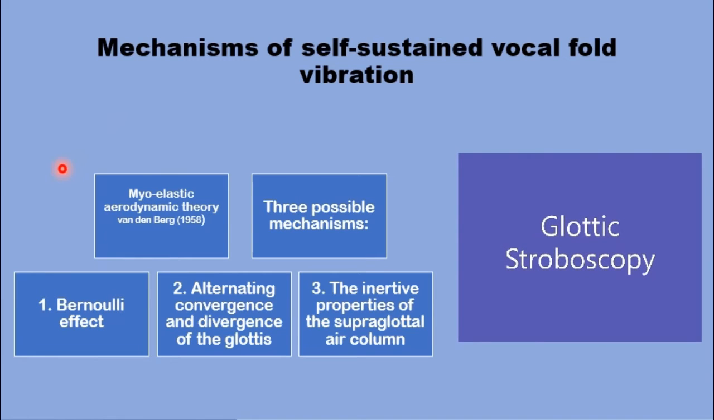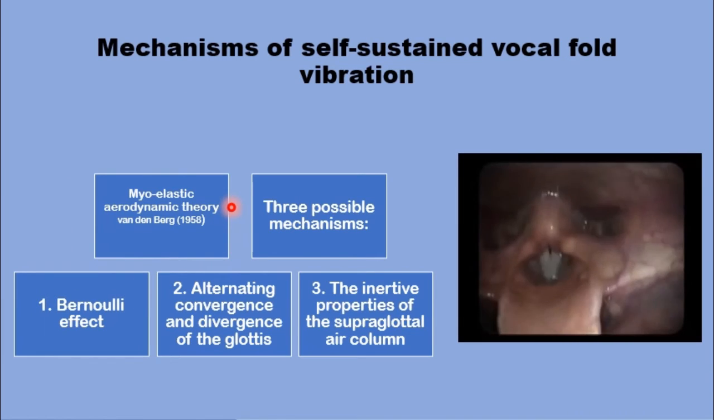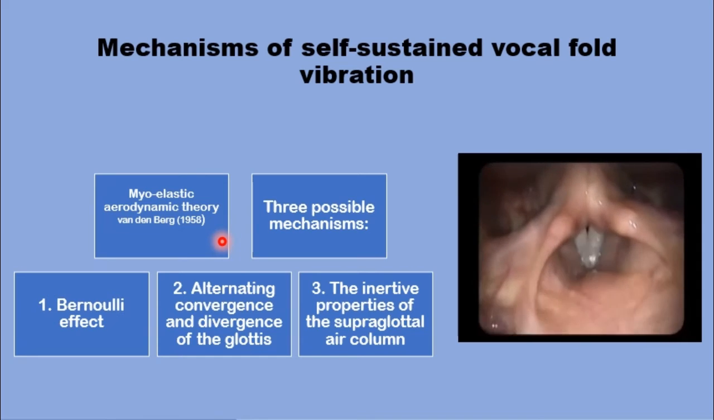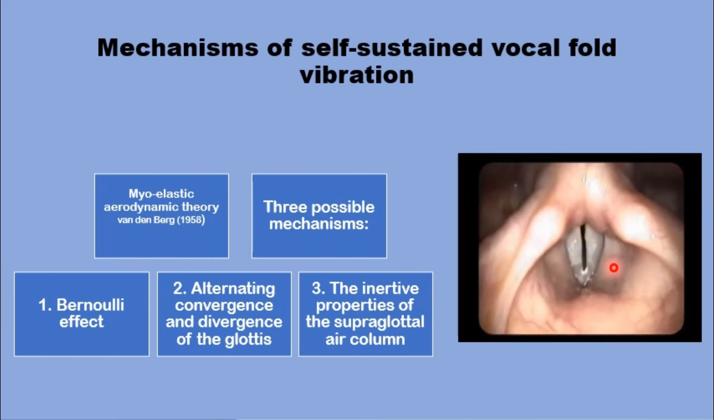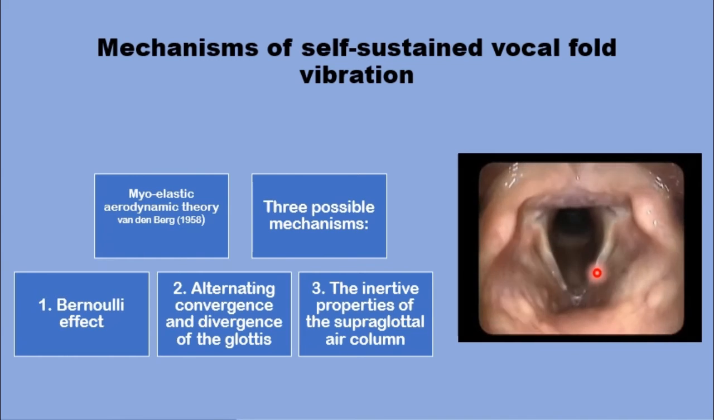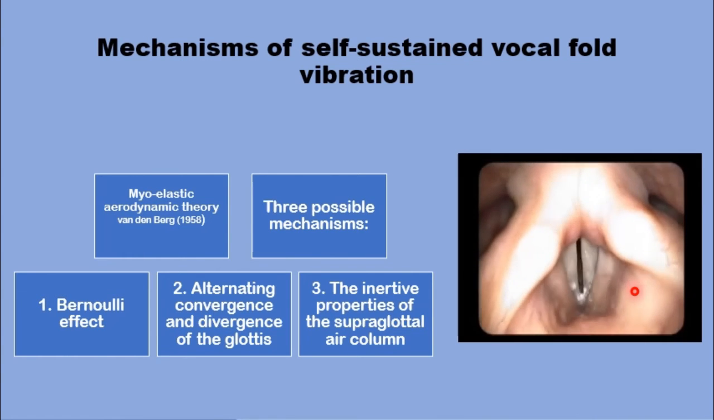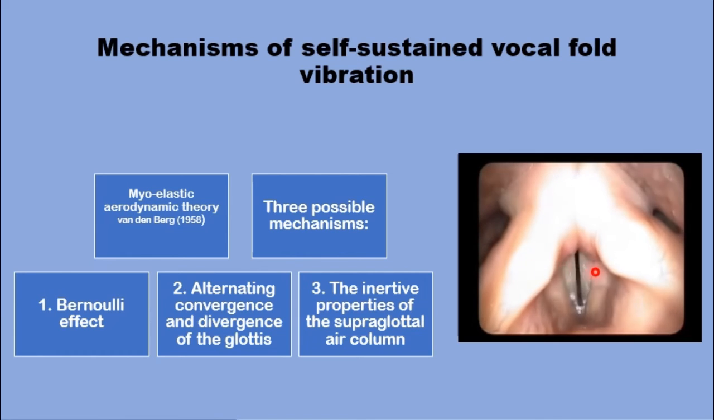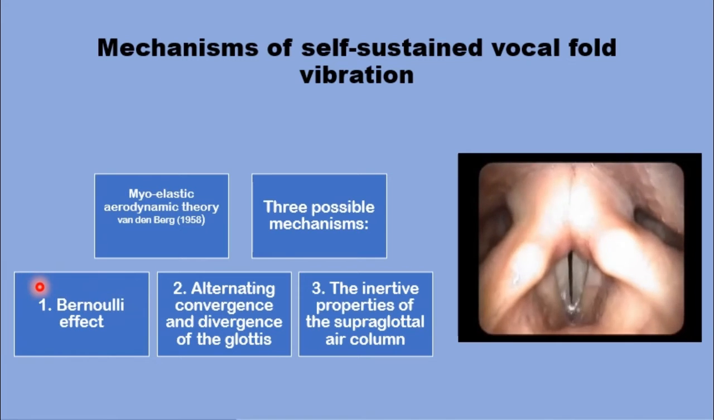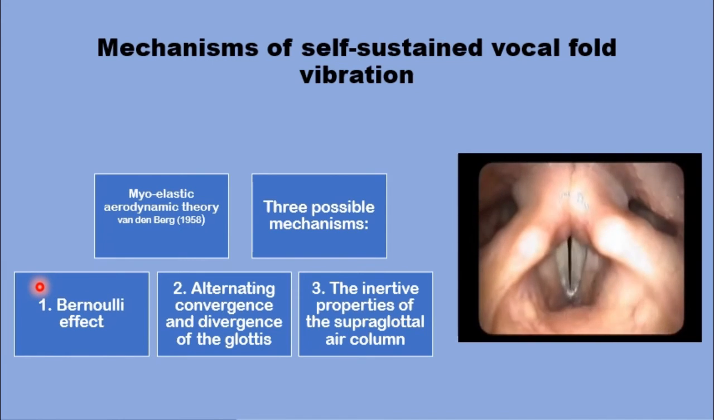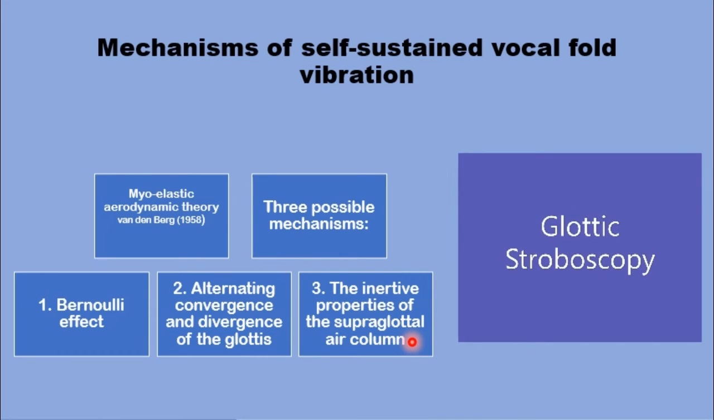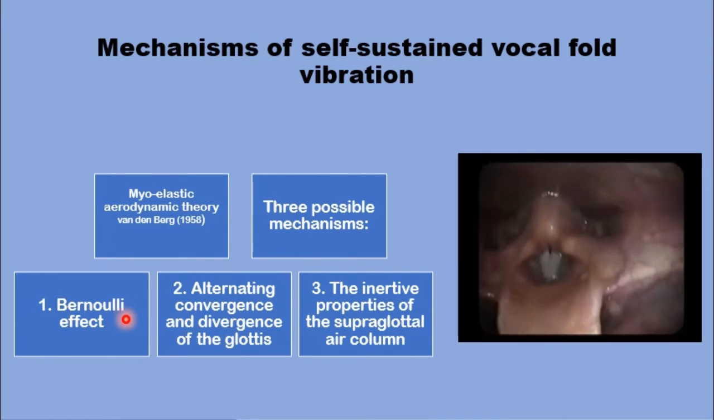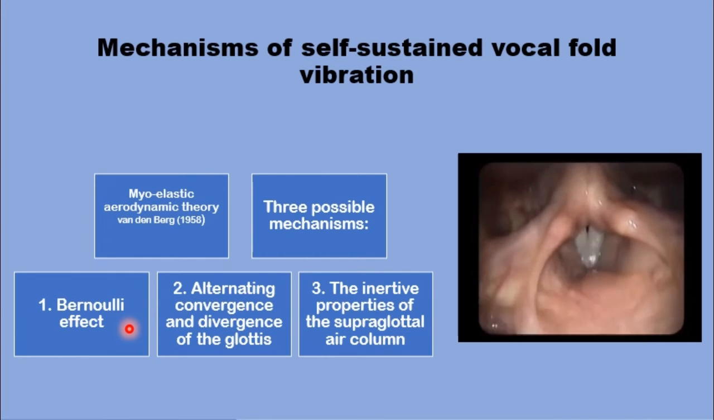The myoelastic aerodynamic theory proposed by van den Berg in 1958 still forms our current understanding of how the vocal fold vibrations produce the acoustic vibrations. He also suggested that the mechanism for self-sustaining such oscillation is the Bernoulli effect. But it's now accepted that several other mechanisms can play a major role in the self-sustaining of the oscillation, and that the Bernoulli effect can actually play only a secondary role.